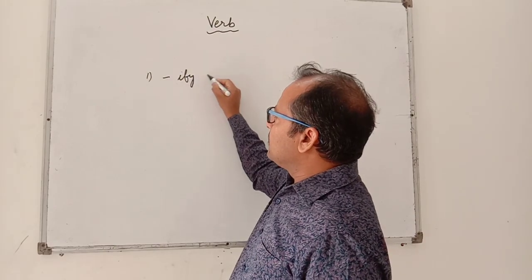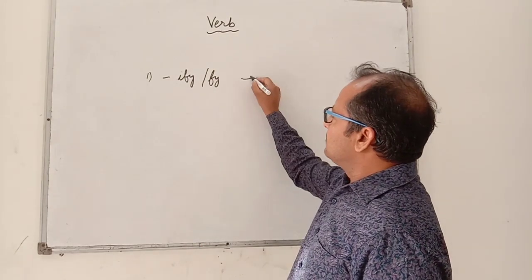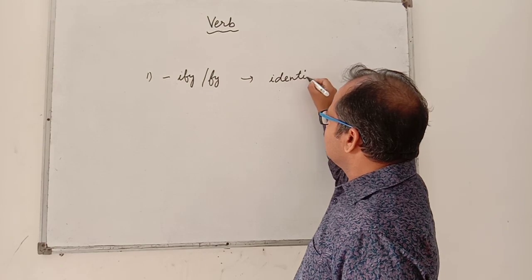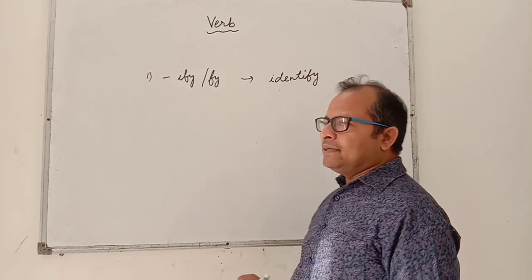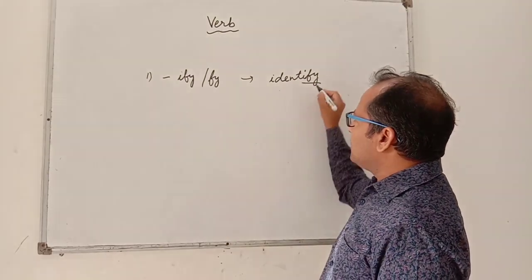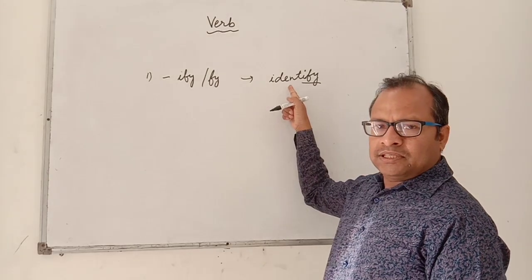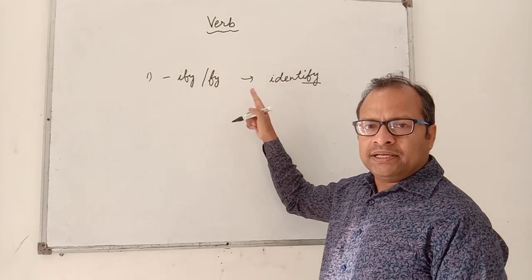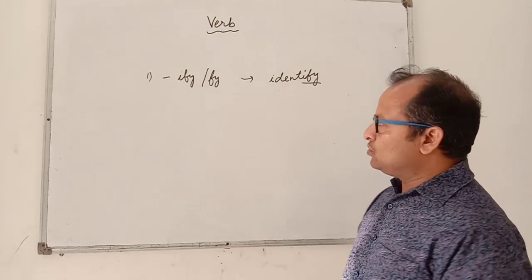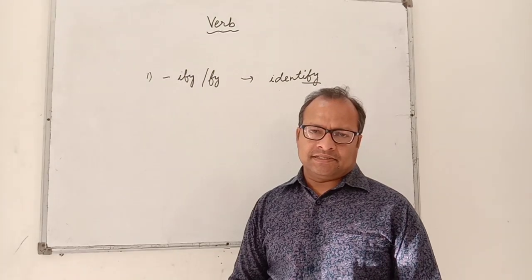So the first example is ify or fy. For example, identify. Identify is a verb. How? Because it ends with ify. So this particular word can be placed only after the subject. Otherwise, you will commit errors in framing sentences.